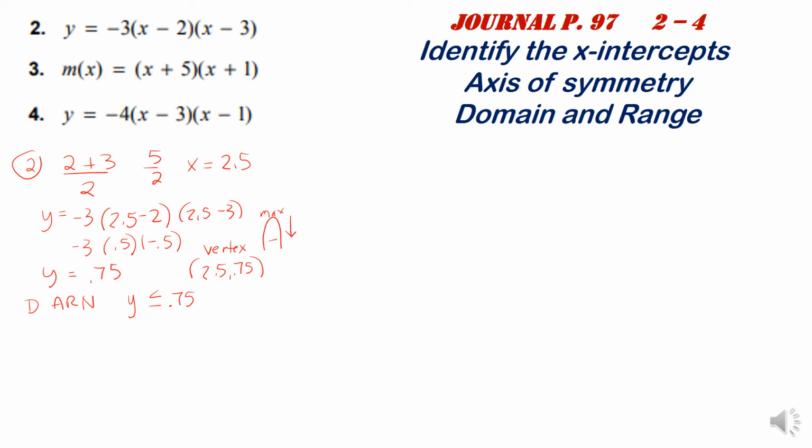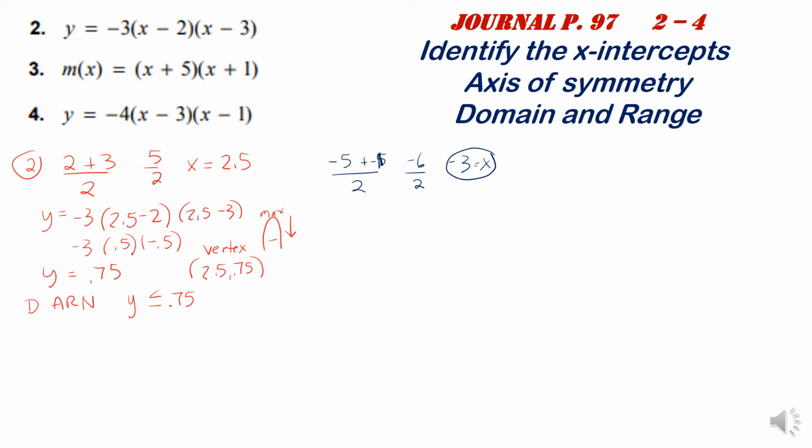All right, let's switch colors and do number 3. So for number 3, our intercepts are negative 5 and negative 1. We're going to divide by 2, and we get negative 6 divided by 2, and that is negative 3. Okay? So now we have an axis of symmetry of x equals negative 3.